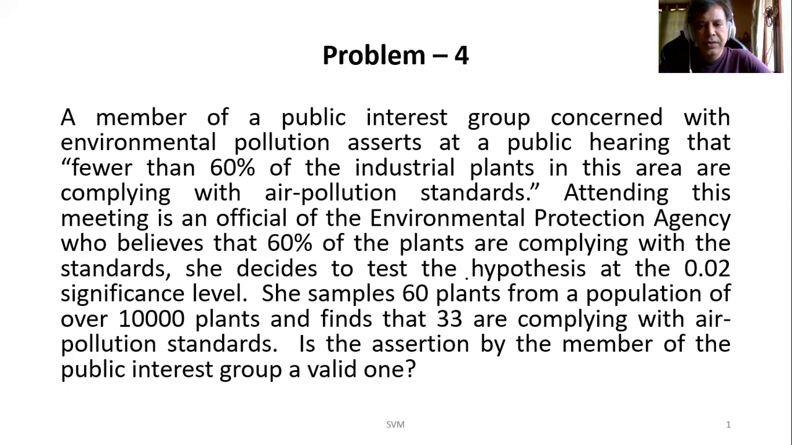So she decides to test the hypothesis at 0.02 significance level. She samples 60 plants from a population of over 10,000 plants and finds that 33 are complying with air pollution standards. Is the assertion made by the member of the public interest group a valid one or not? That is what we are supposed to test. So first of all, whatever is given in the question, let us capture.